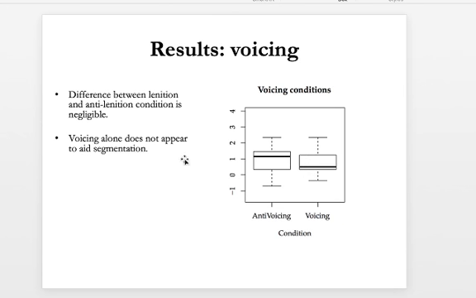The difference here for voicing lenition, and this was just like the spirantization experiment, except instead of stops and continuants, we used voiceless and voiced stops and fricatives. And we found that the difference between the lenition and the anti-lenition condition is negligible. So it looks like this voicing effect alone doesn't actually aid segmentation.